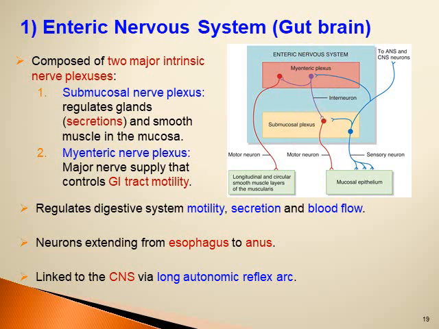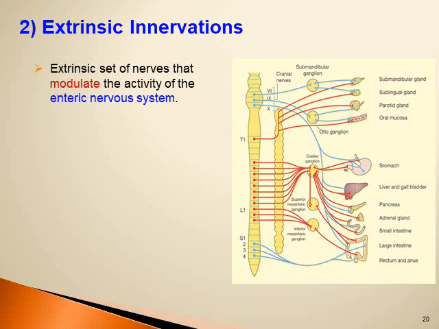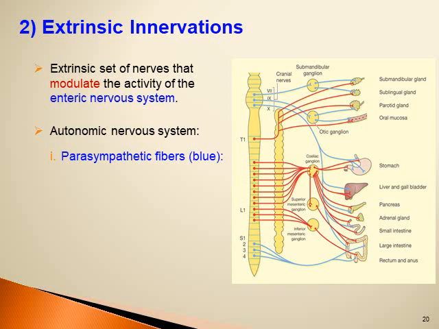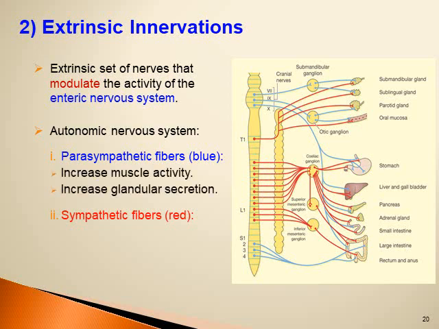submucosal plexus. The extrinsic innervation, as we have studied in the autonomic nervous system lecture, which was the third lecture in this course, is via the autonomic nervous system. So extrinsic set of nerves that modulate the activity of the enteric nervous system. The autonomic nervous system, parasympathetic, is shown here, or the fibers are shown in blue, craniosacral origin, and the sympathetic, the thoracolumbar division, because it arises from the thorax and the lumbar spinal cord. It is shown in red.